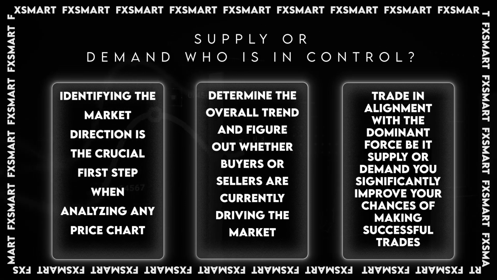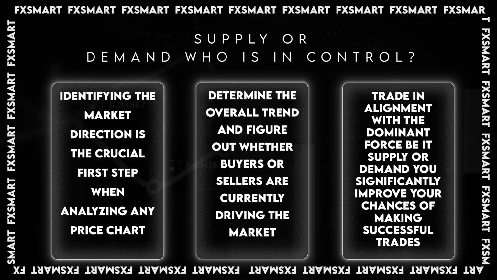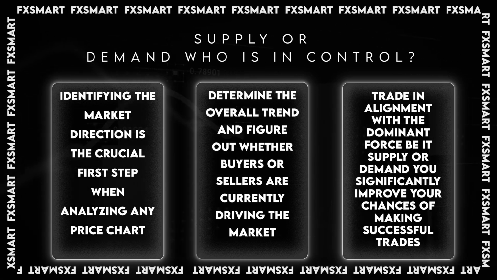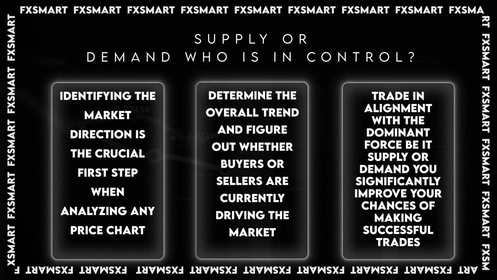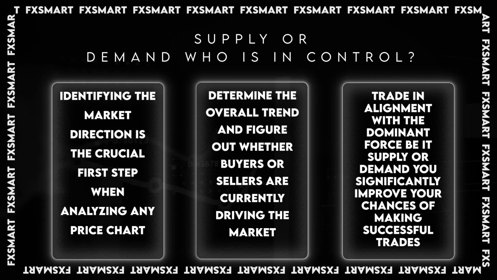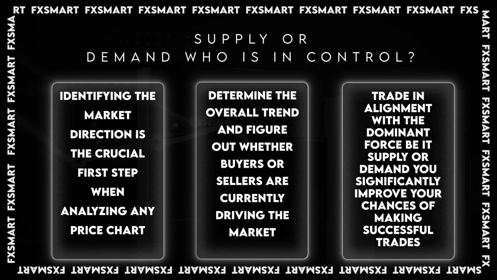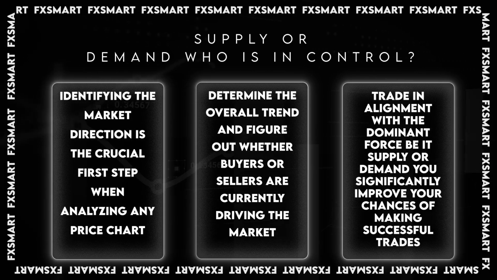Supply or demand, who's really in control? Identifying the market direction is the crucial first step when analyzing any price chart. Your objective is to determine the overall trend and figure out whether buyers or sellers are currently driving the market. When you trade in alignment with the dominant force, be it supply or demand, you significantly improve your chances of making successful trades. How does the system actually work?